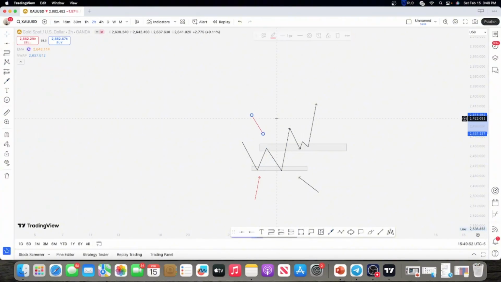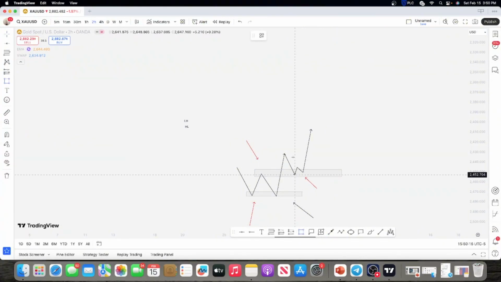So break of structure in a bullish trend has to be the previous lower highs, right? So on bullish, it has to be previous lower highs. On bearish, previous higher lows, right? So just literally switch the names. Break above previous lower highs, what does it turn into? Boom, it turns into a higher low.